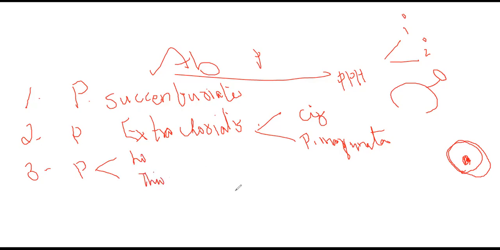Next condition is cord abnormalities. The first cord abnormality is battledore placenta.